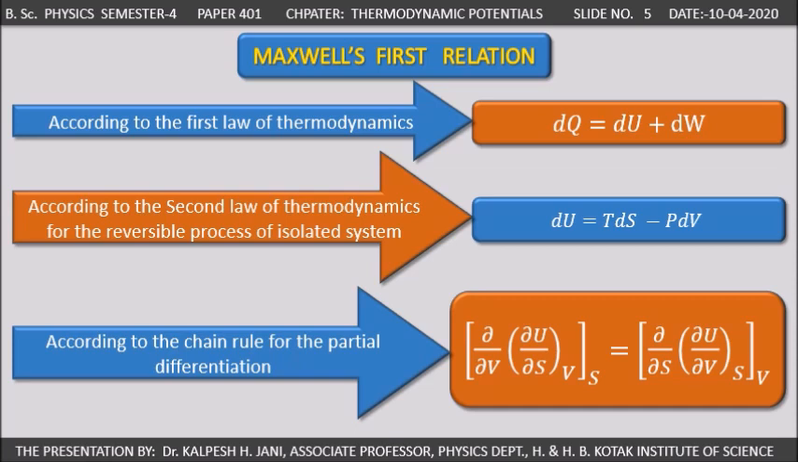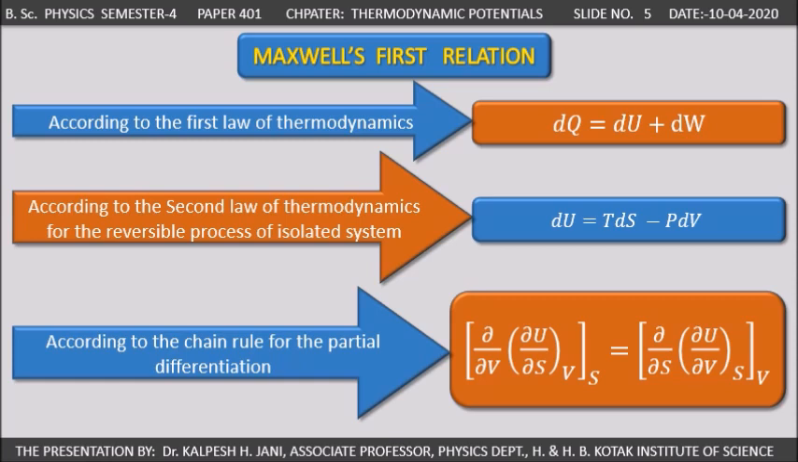On the left side, we shall first take the partial differentiation of U with respect to S while keeping V constant, and then we shall differentiate it further with respect to V while keeping entropy constant. So that makes the second order differentiation of this function, which is the left side term.